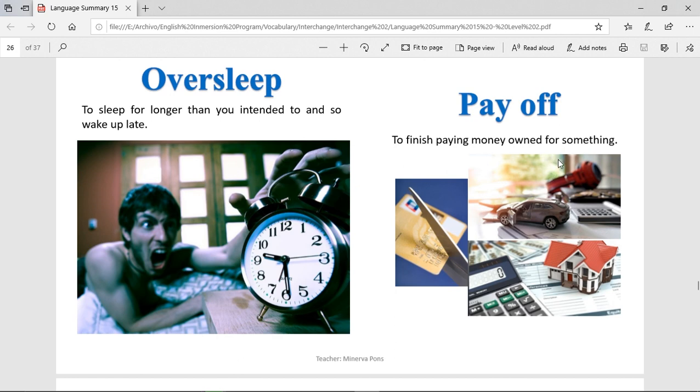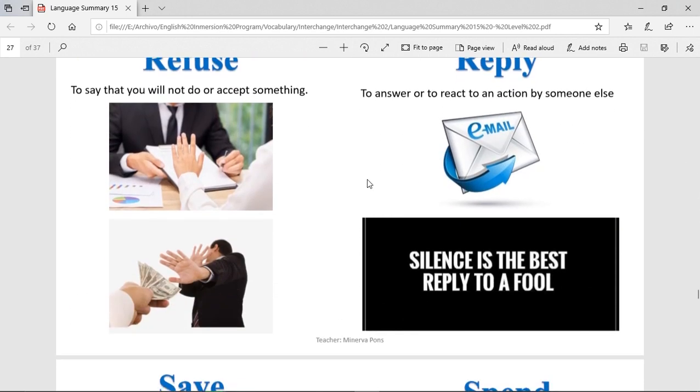Payoff. To finish paying money owed for something. It's like when you're buying a house or a car and you were paying month and month and month, but then after a couple of years, you finally paid it off. So just finish paying it.